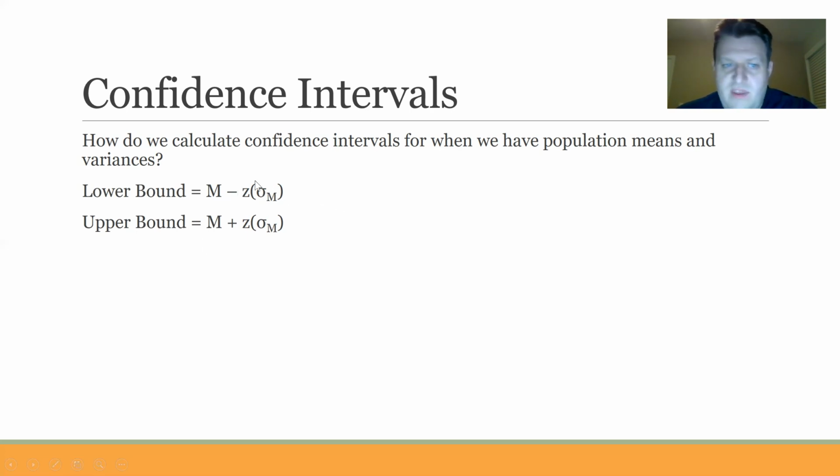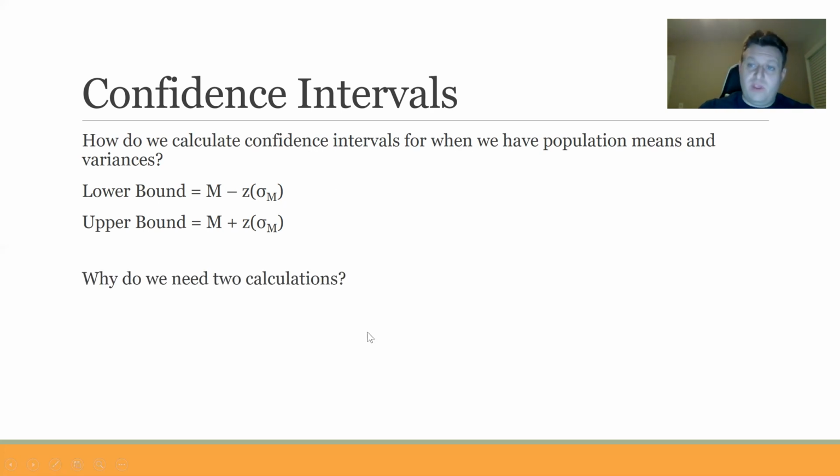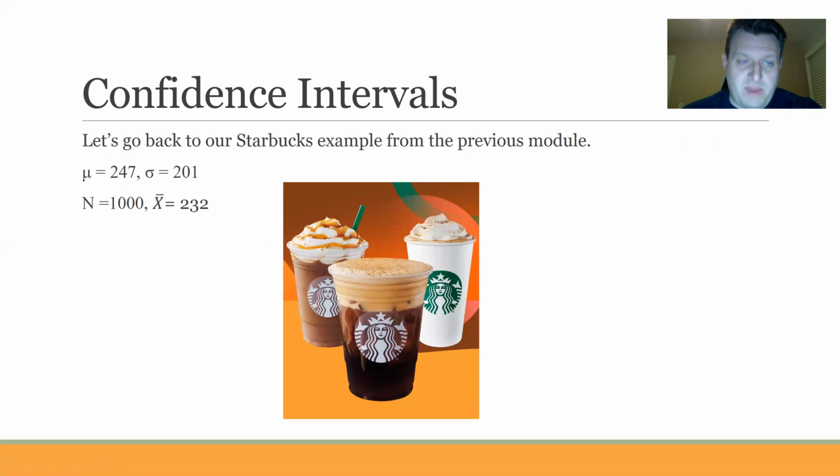The upper bound is exactly the same thing, but instead of subtracting the z-score multiplied by the standard error of the mean, you add it. Okay. Why do we need two calculations? Well, we need the lower bound and the upper bound of this confidence interval. We need a value that's lower than the sample mean and a value that's higher than the sample mean.